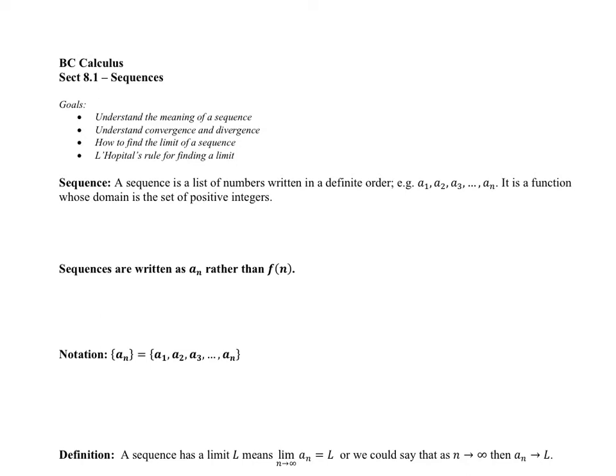So first of all, a sequence is a list of numbers, and that's key to the distinguishing factor between sequences and series. A series is the sum of numbers of a list. And so this is just simply a list of numbers. And it's written a sub 1, a sub 2, a sub 3, and so on. And it has a domain that is a set of positive integers.